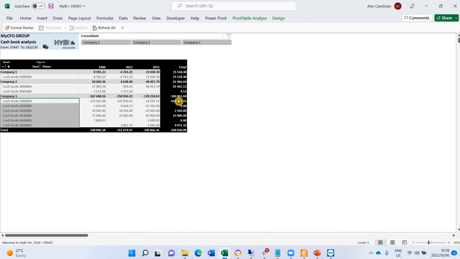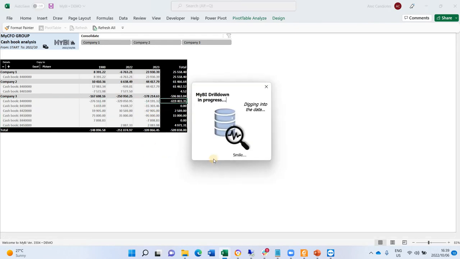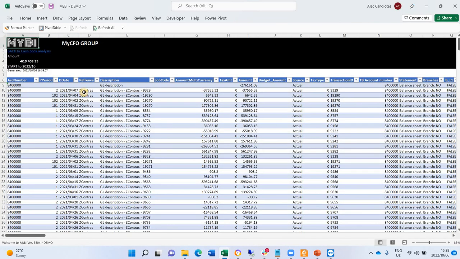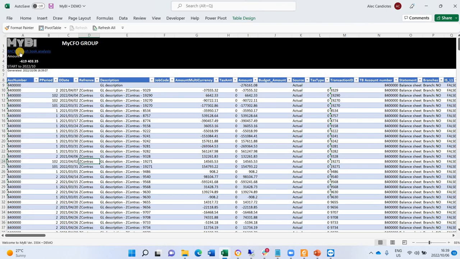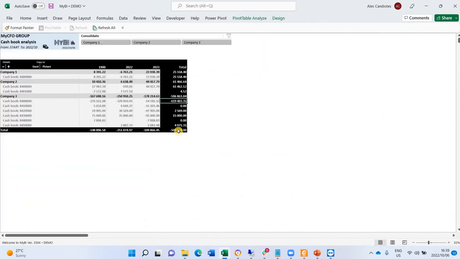If I double click and look at the detail of these entries, you'll see that all of these entries have this Z contrast to it, and it's all been processed to this account. All right, so let's go back to the cash book analysis and just remember this value. This value says 509,000 Rand overdraft.